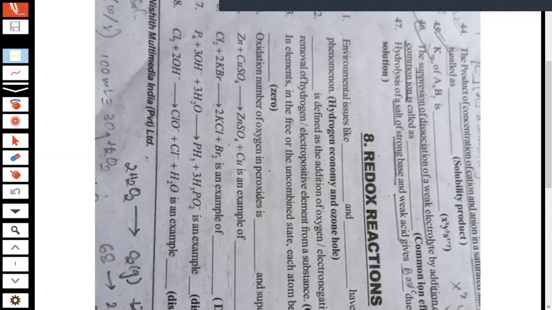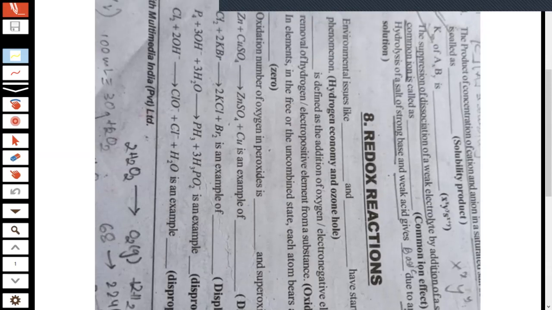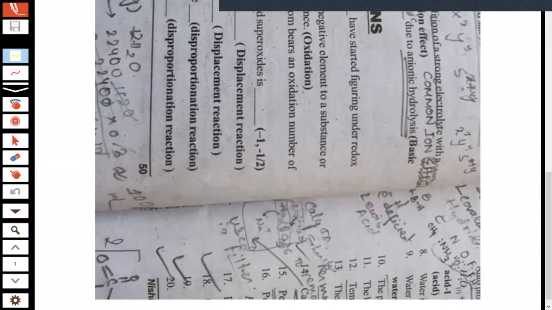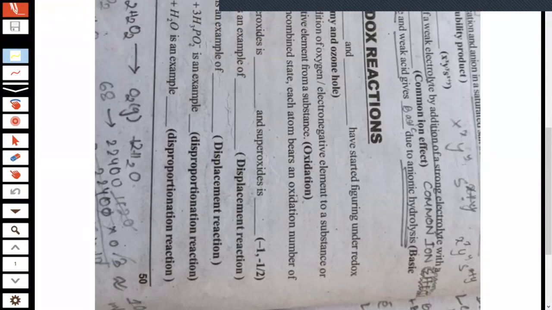displacement reaction. Cl2 plus KBr gives you 2 KCl and Br2 is an example of displacement reaction. P4 plus OH minus plus water gives you PH3 plus H2PO2 minus: disproportionation reaction. Chlorine plus OH minus gives you ClO minus plus Cl minus plus water: disproportionation reaction. Okay.